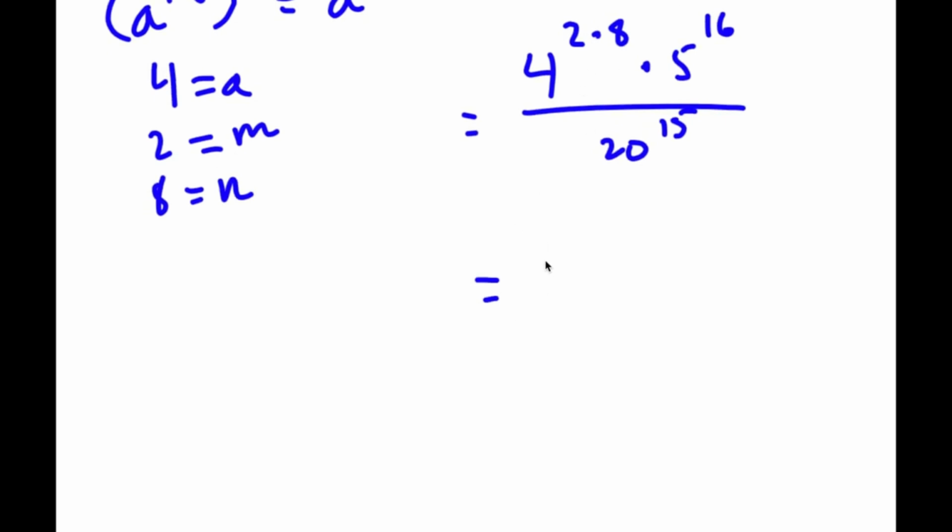Now 2 times 8 is 16, so we have 4 to the power of 16 times 5 to the power of 16 divided by 20 to the power of 15.